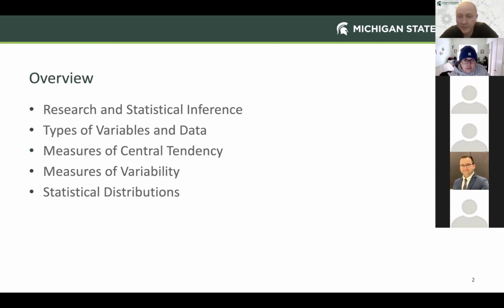And so today's lecture, we're going to focus on just 5 general topics. We'll have a high-level discussion of research and statistical inference. We'll talk about different types of variables and data that we'll be working with over the course of the semester. And then we'll review several fundamental descriptive statistics, so different types of measures of central tendency, different ways we can measure variability of a data set, and then we'll wrap up with discussion of some statistical distributions.